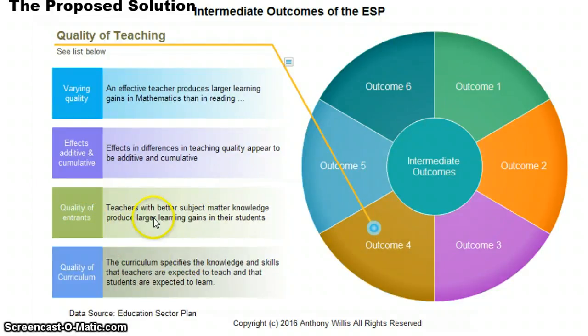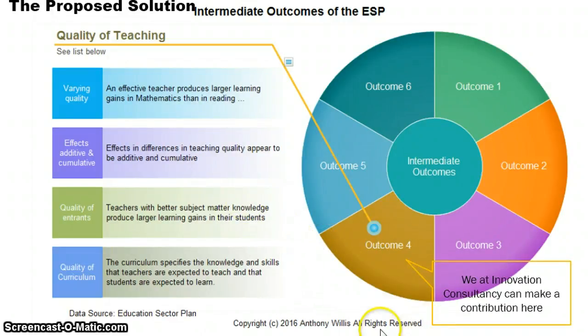Quality of entrance. Teachers with better subject matter knowledge produce larger learning gains in their students. This is self-evident. So what are they doing about that? Training more teachers at certain parts of college and so on. The quality of the curriculum. The curriculum specifies the knowledge and skills that teachers are expected to teach and that students are expected to learn. So all these are elements that are part of the initiative related to outcome 4. We at Innovation Consultants can make a contribution there.